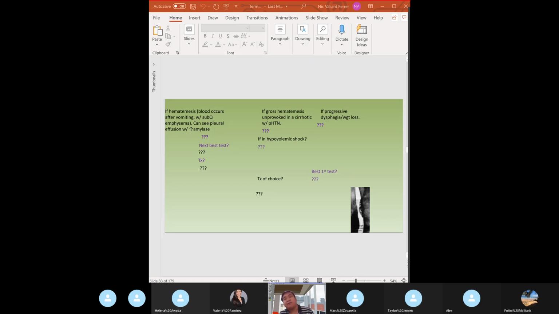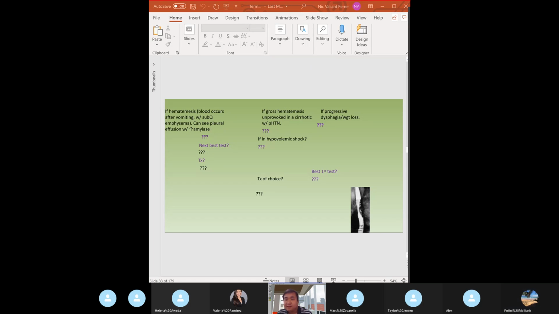So if your patient is now in hypovolemic shock, don't forget your ABCs: airway, breathing, circulation. You can do nasogastric lavage. What's the drug that we can give for esophageal varices? Can we give beta blockers, guys? Can we give a beta blocker?